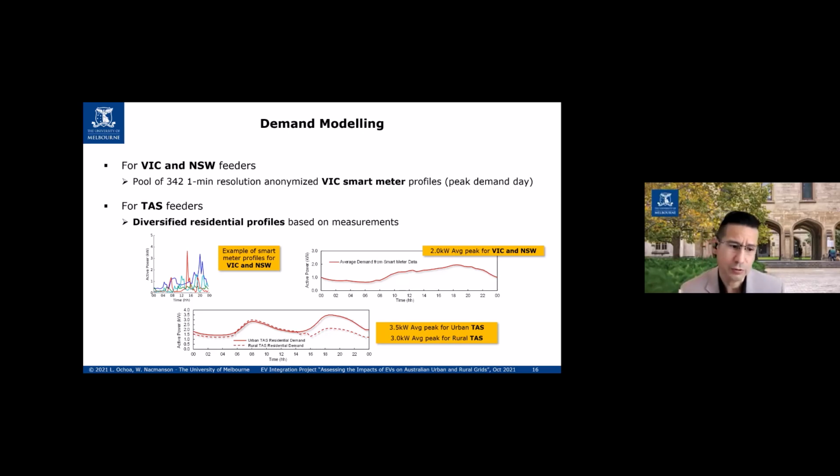Nonetheless, it is very useful because the demand in TasNetworks is much higher, as you can see on average, than what the smart meters show here in Victoria. And that is important to capture. That's why we couldn't use the smart meter data from Victoria for TasNetworks, because the demand is much smaller. In TasNetworks, on average, you have for the urban area around 3.5 kilowatts for the peak, and in Victoria you have around 2 kilowatts. That difference is important because once you put the electric vehicles on top, they can have different impacts on the corresponding networks. So again, we're trying to model things as realistically as possible.